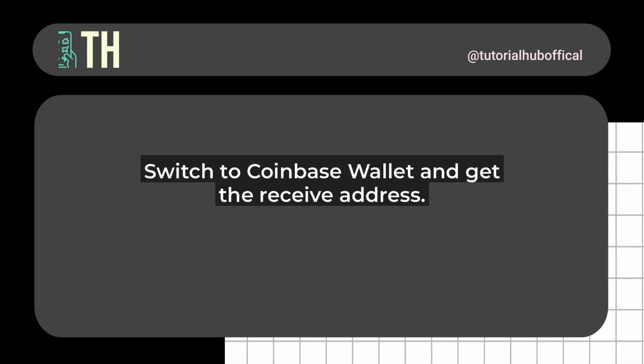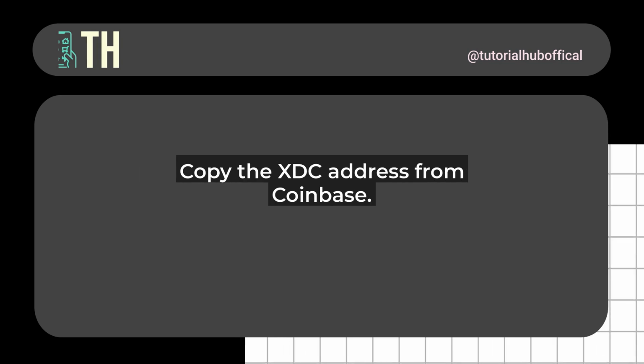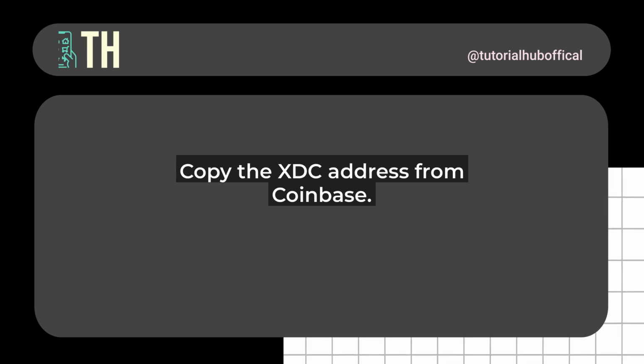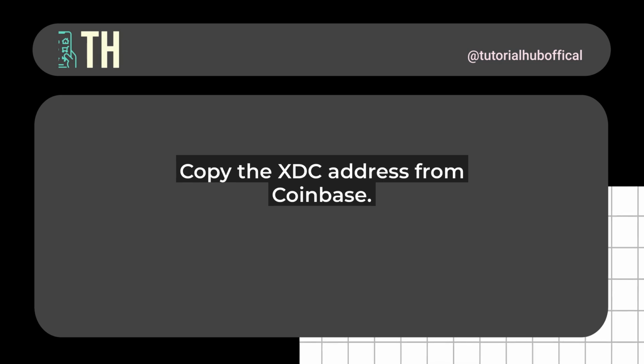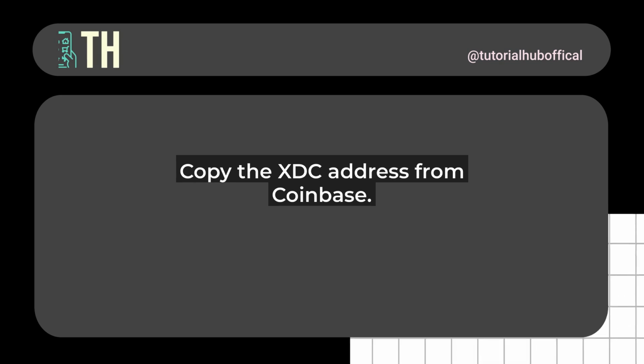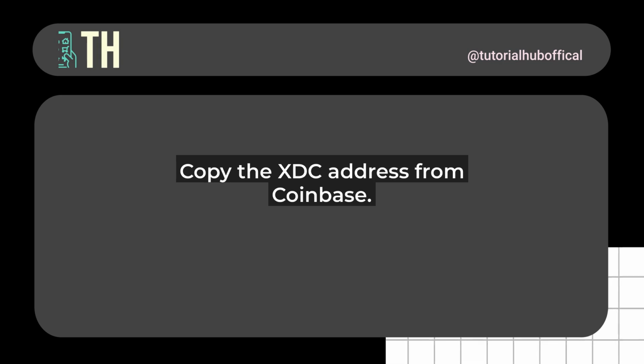Next, switch over to your Coinbase Wallet app. Go to the wallet where you want to receive the XDC, and tap on the Receive button. This will generate a unique wallet address for XDC. Copy that address carefully. It's crucial to get this right to avoid any lost funds. Pro tip: always verify the address by comparing it across devices if possible.